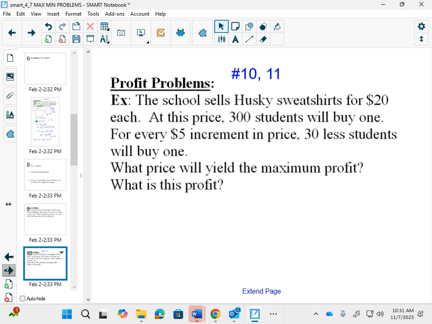You don't, as a business person, care that everybody gets to experience the nice sweatshirt, right? This is like a sports event. There's a sports event coming. What price should you charge for the sports event?